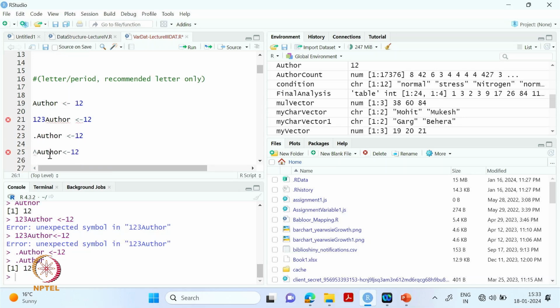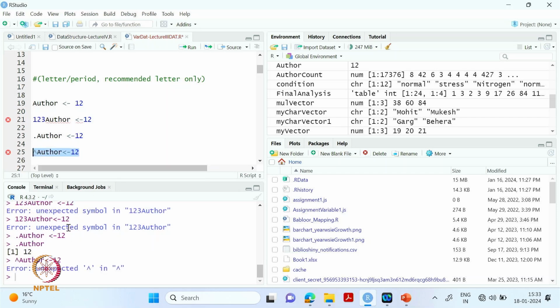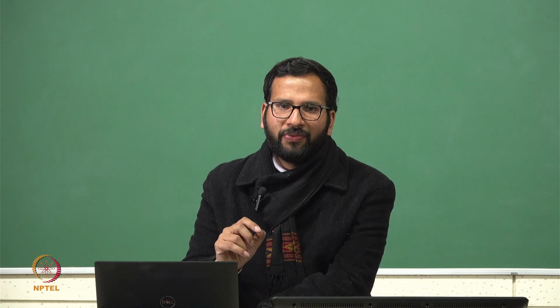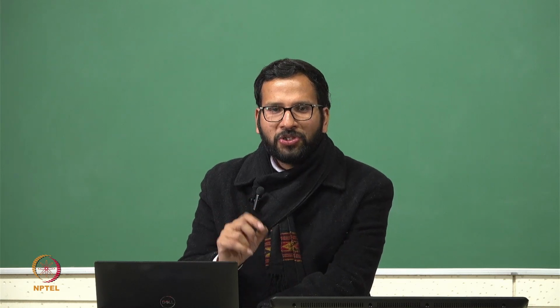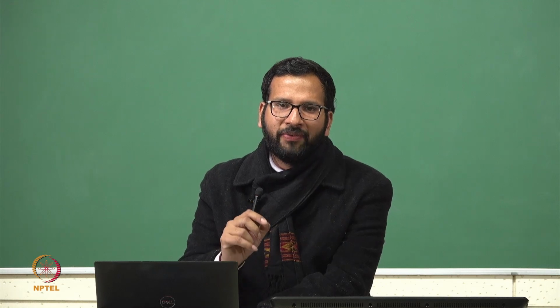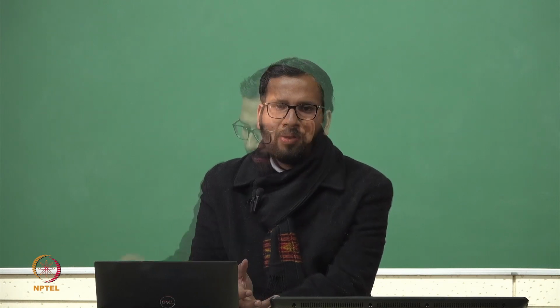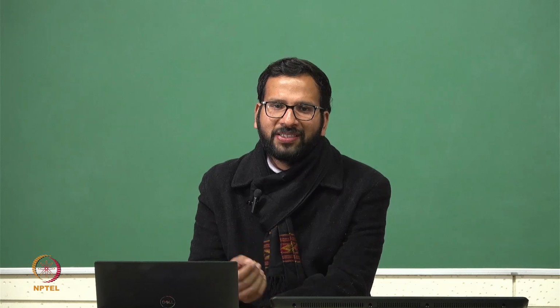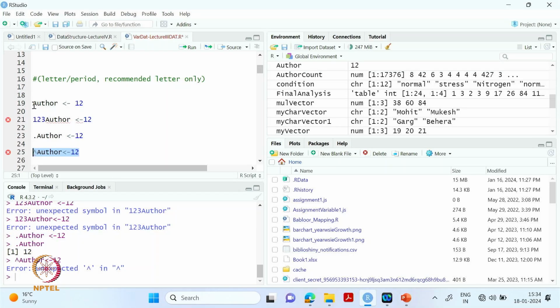So see here, it is automatically showing that something is wrong. If I run this, it is showing unexpected. So this is the first guideline that you have to follow: an object name can only start with either a letter or a dot. I recommend that you always start the object name with a letter. Don't use a dot, because dots are used to represent functions and methods. Whenever you are creating any object in R, it should start with a letter.